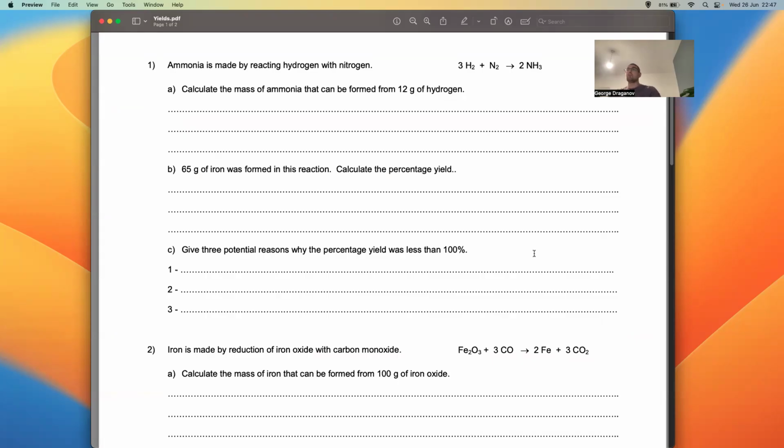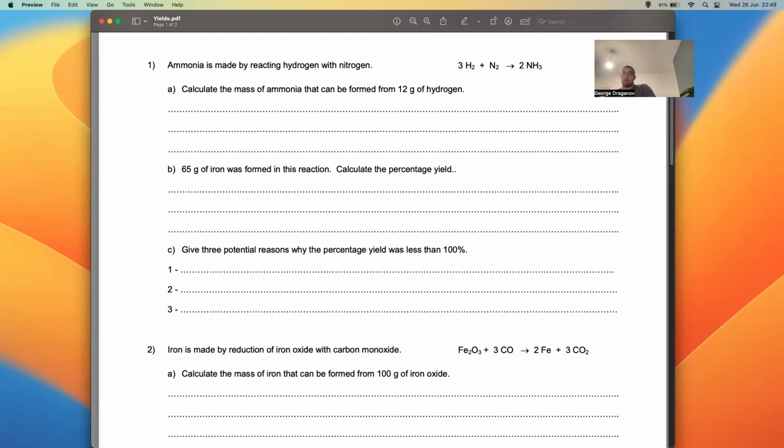One thing I should mention: if you ever get a percentage yield bigger than 100, it could be that the product that you made was wet, so it contained water, and you were supposed to get a dry product. If it's wet, it's going to be heavier than it should be. That's really one of the only ways to get more than 100% yield.